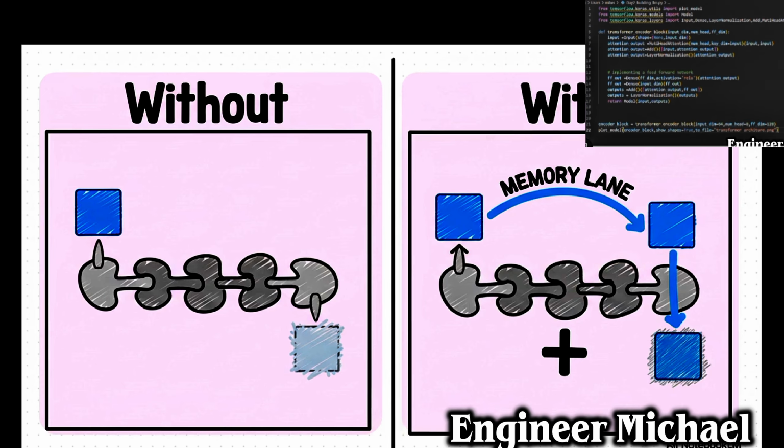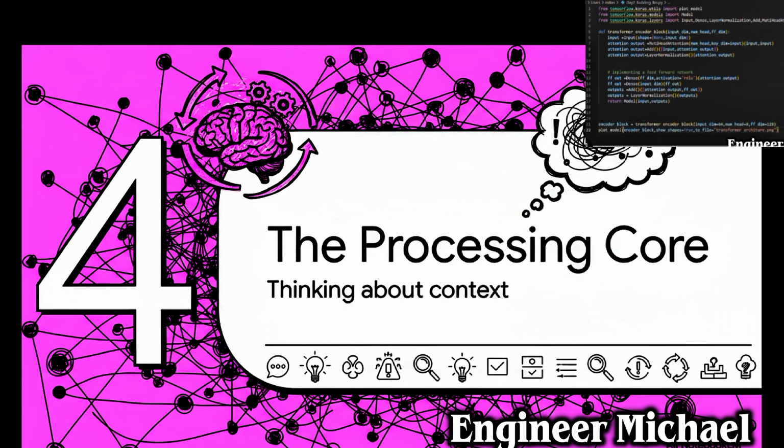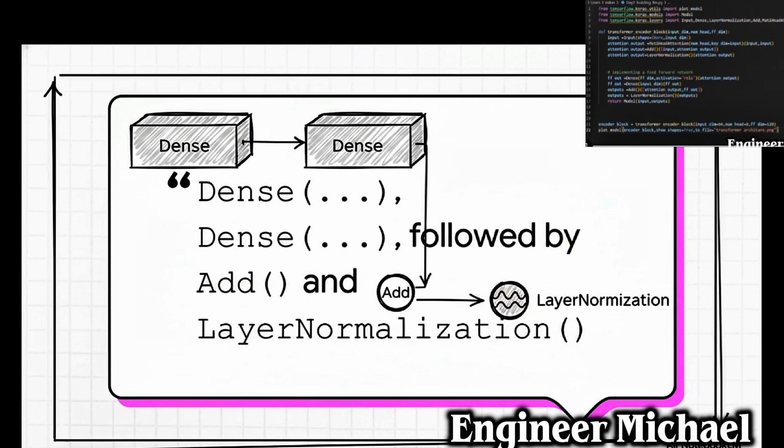It's brilliant. Okay, so our block has used its attention engine to see and understand all the context. What's next? Well, now it has to think about that context. And that's the job of the second major component, the processing core. Back to our blueprint. Here's the second chunk of operations. We've got 2 dense layers. That's just a standard, simple neural network.